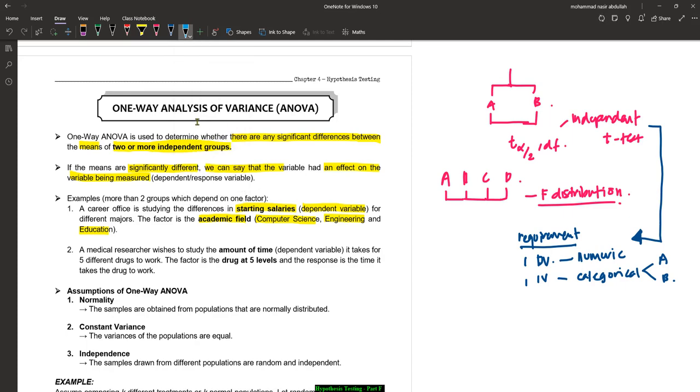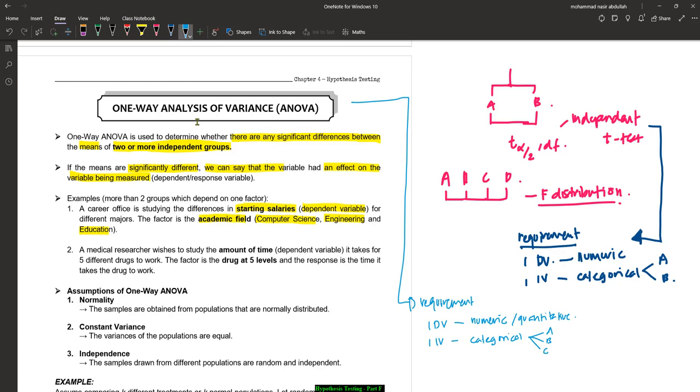So requirement for one-way analysis of variance, right? Requirement, right? So sama juga dengan independent sample t-test. We should have one dependent variable, another one independent variable. So dependent variable should be numeric or quantitative, right? And the independent variable should be categorical. But it should have more than two groups. It means that group A, B, C, D, E, F, and masih ada banyak group lah. So we want to compare.